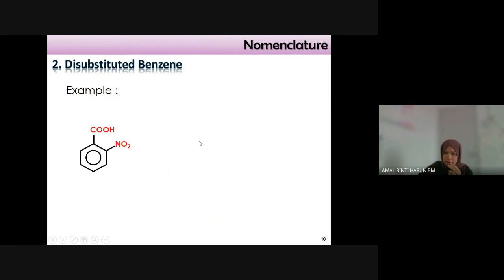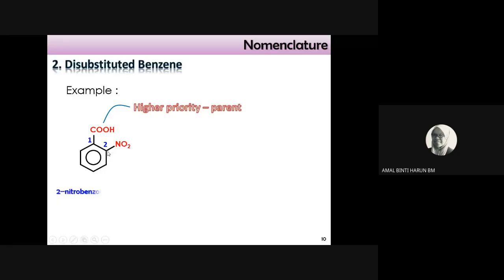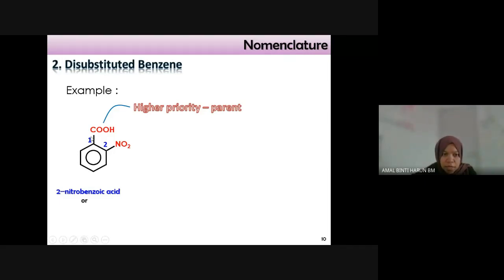Okay, let's say we have benzene with a carboxylic acid and a nitro. So who will be the parent? So we choose the carboxylic acid. Therefore, this carbon is carbon number 2. So the parent will be benzoic acid as the benzene ring is attached to the carboxylic acid. So the parent is benzoic acid and NO2 will be the substituent. It will be 2-nitrobenzoic acid. Okay. If we want to substitute with the ortho-meta-para naming, we can use ortho-nitrobenzoic acid. Therefore, we understand that carbon number 1 is the COOH, while ortho means the NO2 nitro is located at carbon number 2.